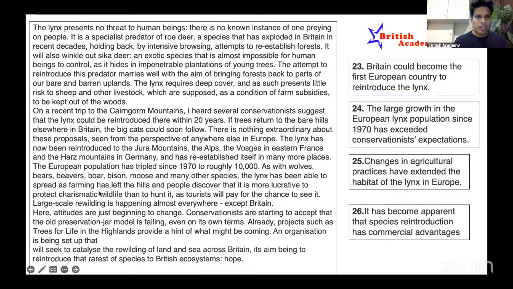So now, if we read further, what they have said is that farming has left the hills and people discover that it is more lucrative to protect the charismatic wildlife than to hunt it, as tourists will pay for a chance to see it. Large scale rewilding is happening almost everywhere except Britain. So now, when we look at the question, it says that it has commercial advantages, commercial, monetary. So tourists definitely come into the picture. They will pay, which means there are monetary gains, of course. And that is the reason the correct answer for this would be true once again, because that is what it says, that there are commercial advantages.